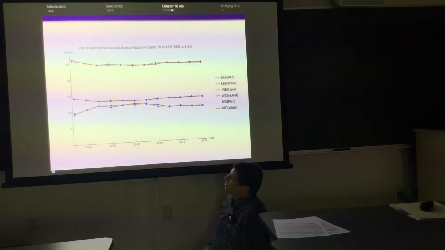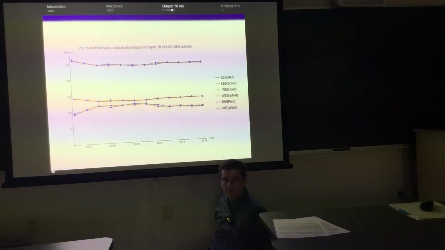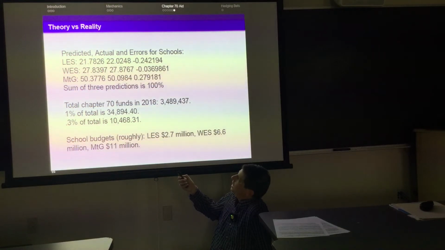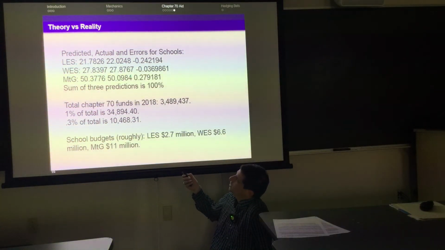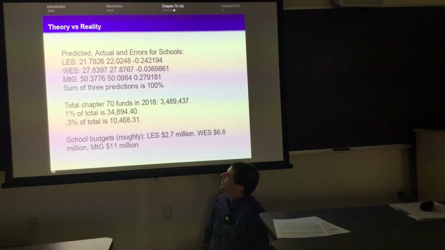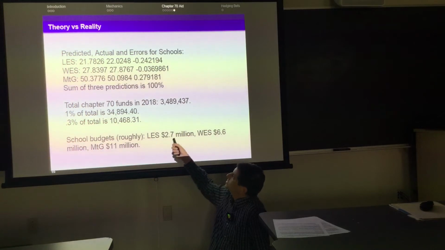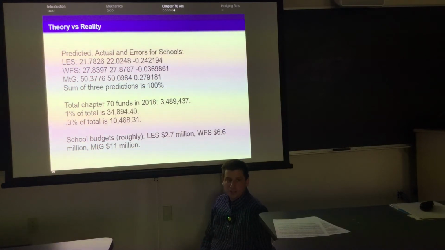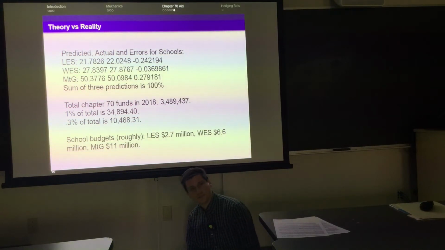You can see the regression does a pretty good job. For the most part, you're within 1%, a lot of the time much less than 1%. Here are the numbers: the predicted, actual, and then the difference. For Williamstown Elementary, we predicted it should be about 27.839%. It was 27.876%, so the difference was about 0.03%. The other 2 schools were about 0.3%. To put things in perspective, and yes, they sum to 100, there was $3.489 million in 2018. 1% is $34,000. 0.3% is about $10,000.